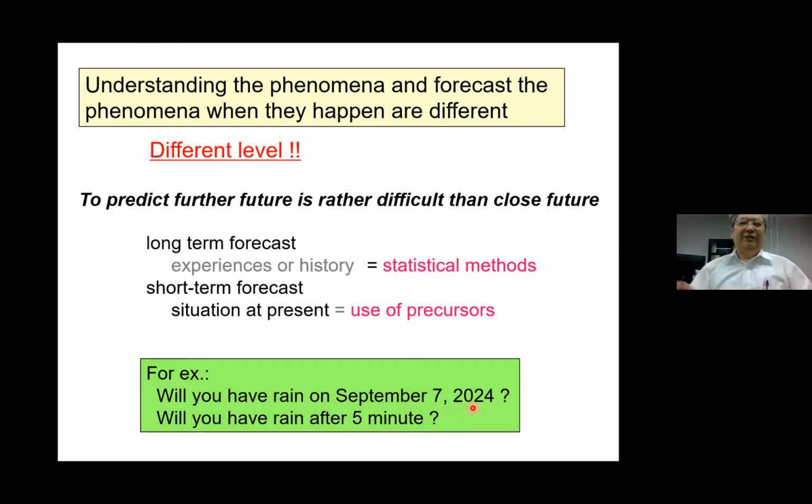So maybe if someone use the statistical ways. So you have 100 years, maybe several years report in BMKG. You can check the data, how many days clear, how many days rain, what is percentage. So September 7, 2024, we'll have rain 30%, 50%, something like that. Anyway, long-term forecast, we use the history or experiments, which we call a statistical method. For short-term forecast, we use precursor signature. Okay, the situation now we can understand. So that is important. So this is a difference.